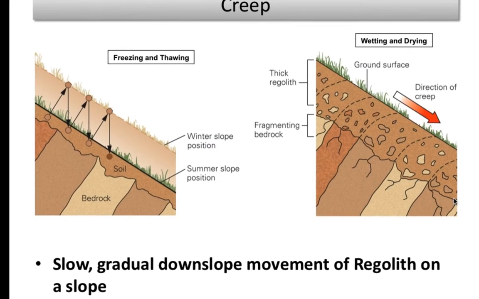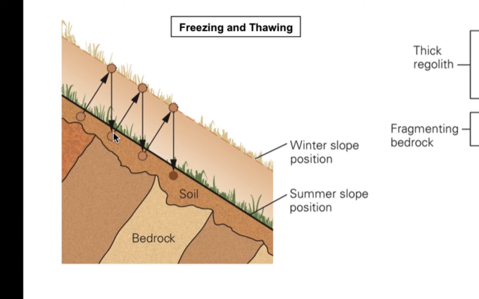Now, this idea of creep, remember this is the slow, gradual downslope movement of regolith. So it's mostly dealing with the regolith movement. And so this idea of freezing and thawing is in the winter, when the ground freezes, it actually expands. But note that the expansion is normal or perpendicular to the slope. So the material will move directly up as freezing occurs in the winter. So we'll have a winter slope. But then the thawing in the spring, remember, the volume will decrease because ice has a greater volume than liquid water. And that decrease in volume will cause the grain to move directly down or vertically, right?